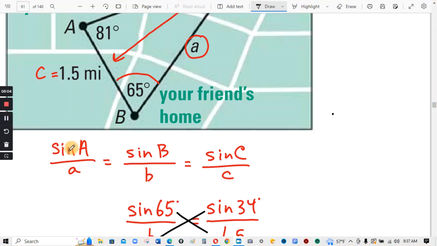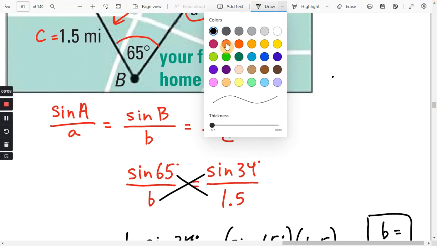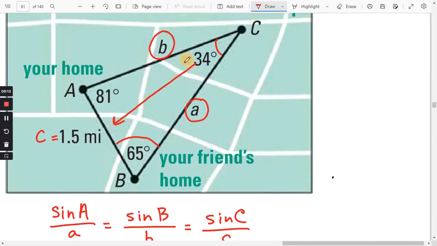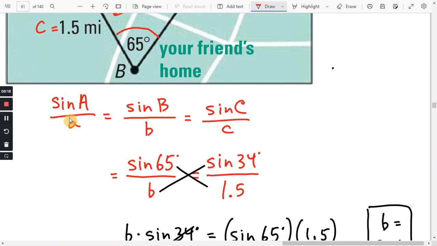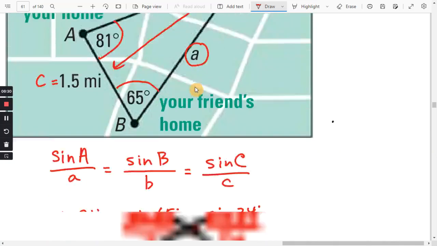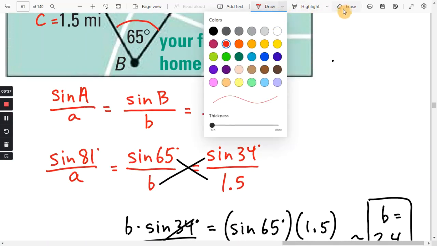Now let's do the same thing with sine of A. I'll do it in red. Sine of angle A: we can see angle A is right here, that's 81. So it's going to be the sine of 81 in degrees divided by lowercase a. And lowercase a, we don't know, that's the side length. Now we're going to cross multiply again.